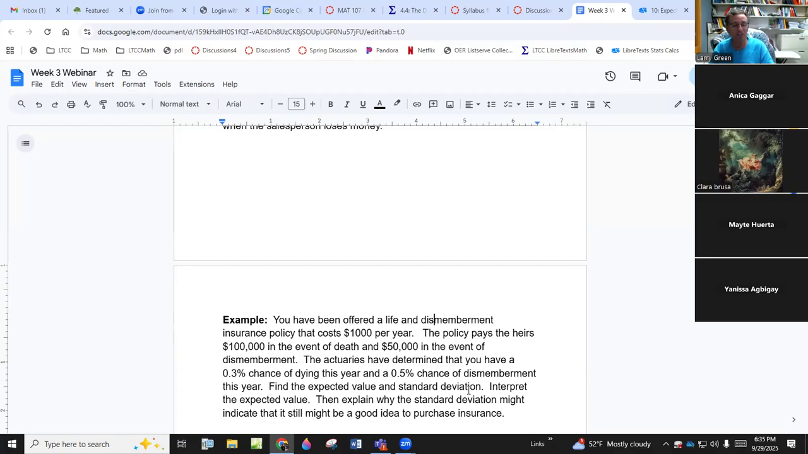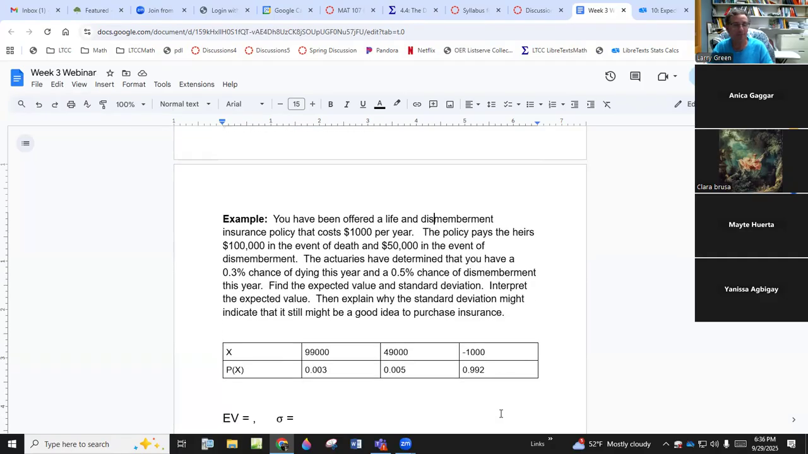Find the expected value and standard deviation. Interpret the expected value, and then explain why the standard deviation might indicate that it still might be a good idea to purchase insurance, depending on your situation at home. Now I'm going to go a little faster since we've done one of these already, but I figured I'd show you this because it's a nice example.